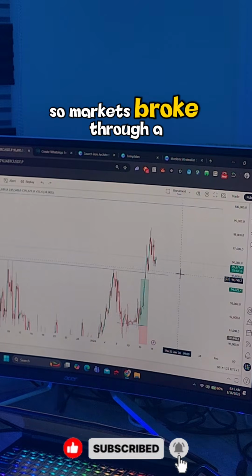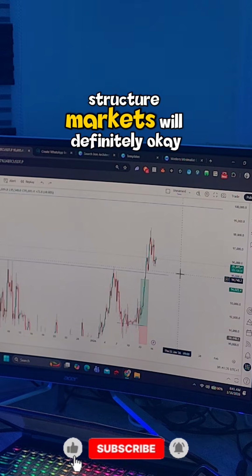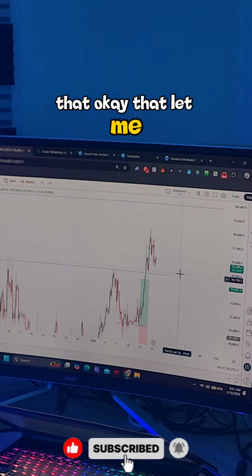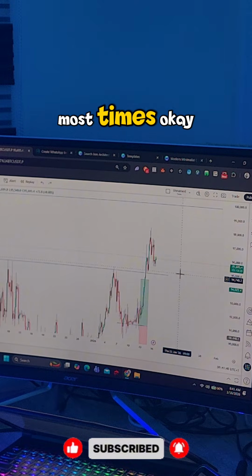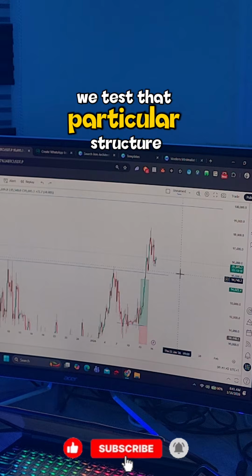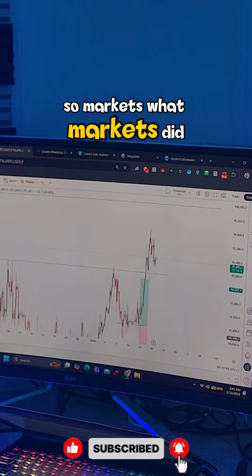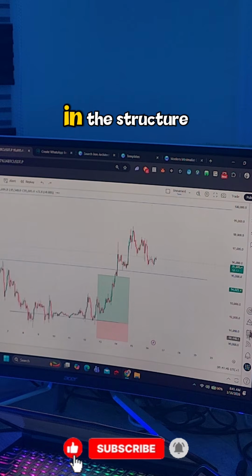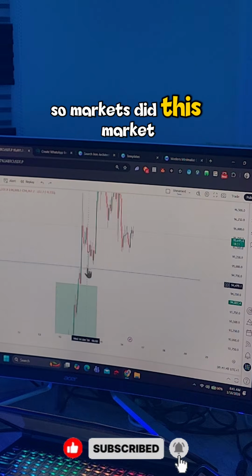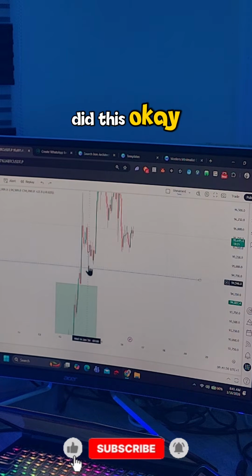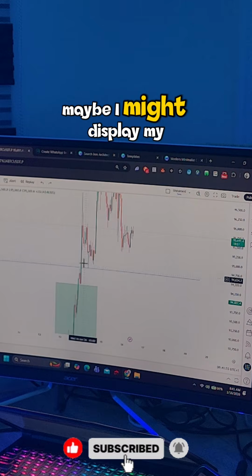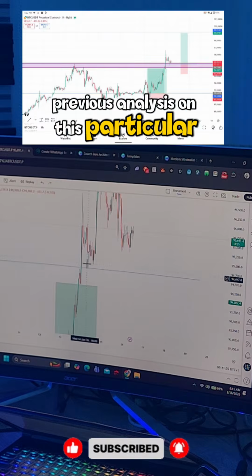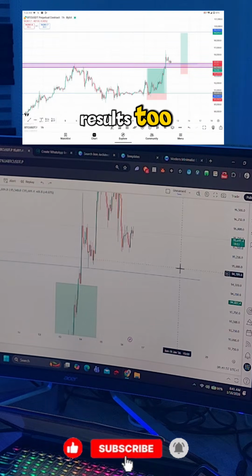So the market broke through a structure. Markets will definitely, let me use the word definitely, most times test that particular structure. So what the market did right here was retest the structure. So the market did this. Maybe I might display my previous analysis on this particular screen, and of course display the results too.